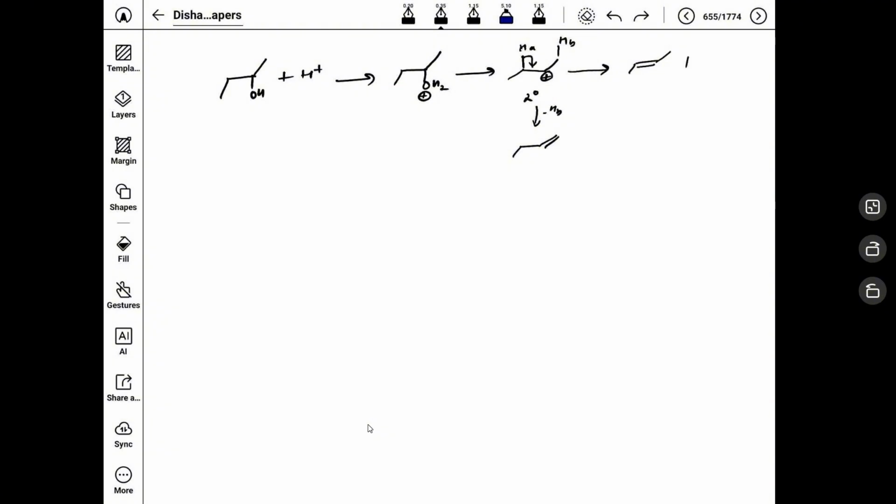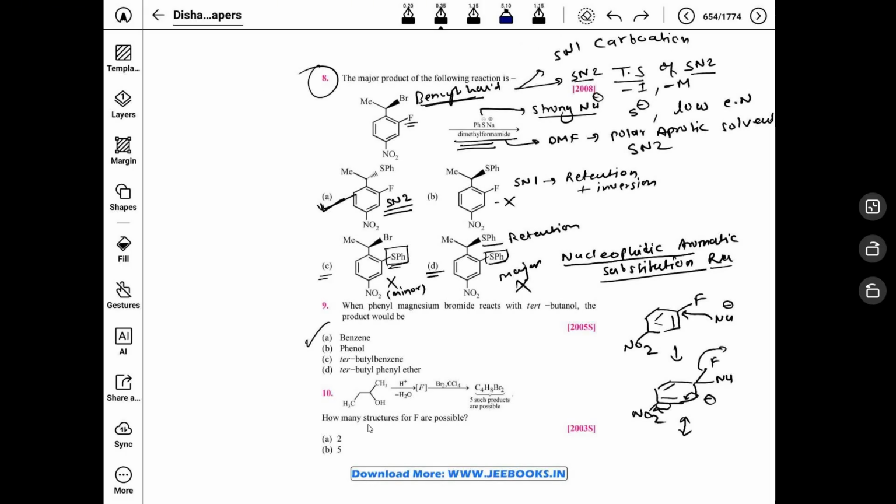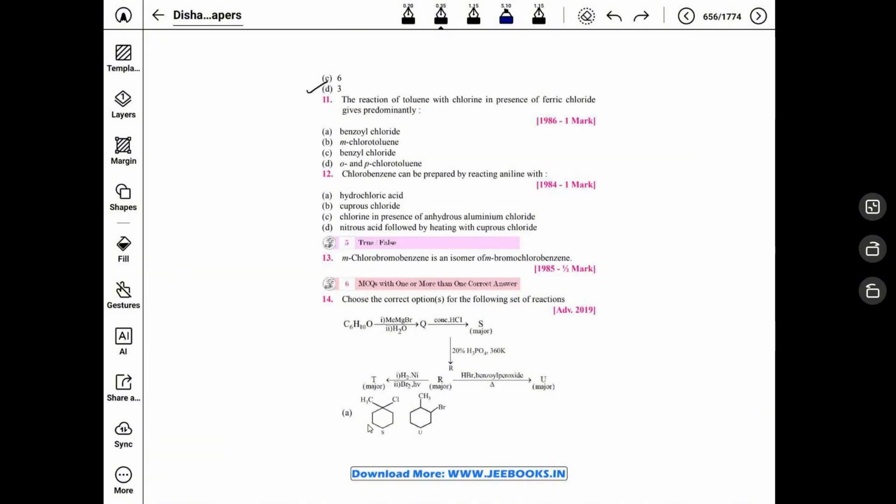So there is also a possibility that you can get the cis geometry. So one is this, second is this, third is this. So how many structures of F are possible? 3. So let's go back to the problem and check which is the correct option. 2, no. 5, no. 3 is the correct option.